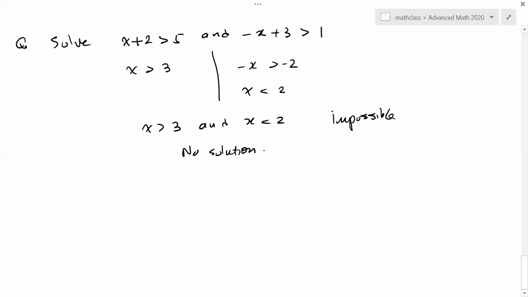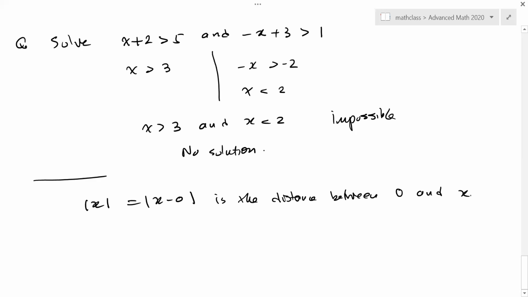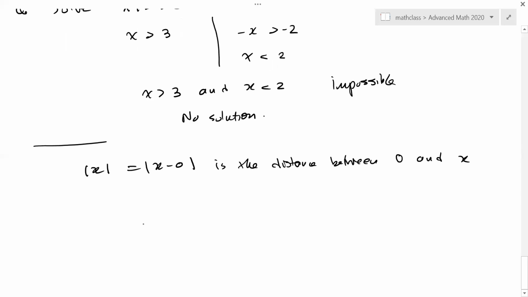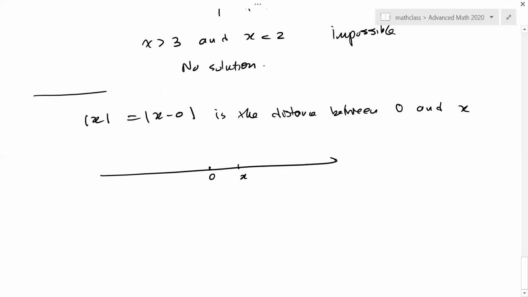All right, so now let's understand the absolute value. The absolute value of x has two meanings here. It can be written as |x - 0|, so this is the distance between the origin and x. That's the geometric meaning of the absolute value of x. If you look at the coordinate line, x could be on the left or on the right-hand side.